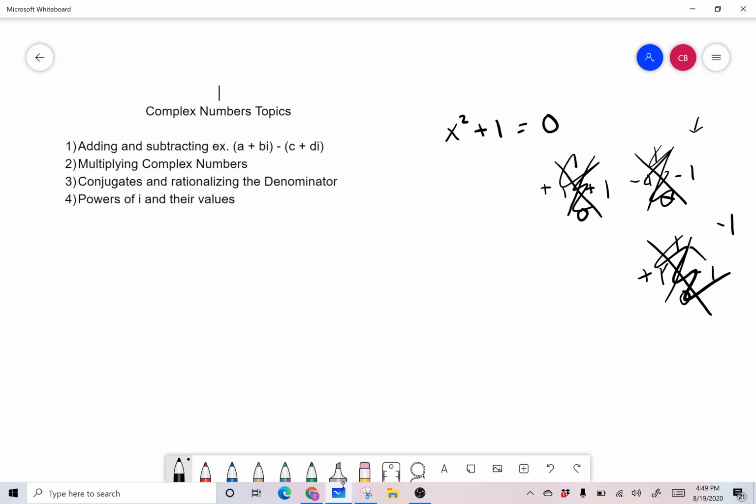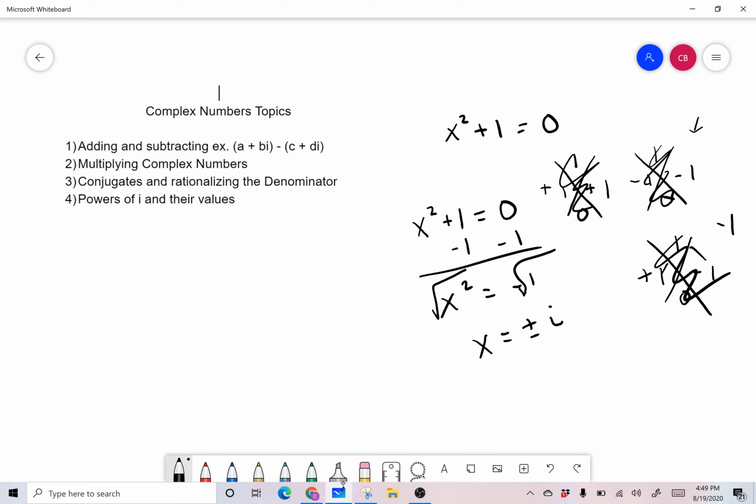And so if we wanted to solve this, we could set this equal to 0. We would subtract the 1. x squared is equal to negative 1, and then we take the square root, and x is equal to plus or minus i. Okay, so now we have x being equal to plus or minus i, and that is your solution. That's the imaginary number i. So we define the square root of negative 1 is equal to i.